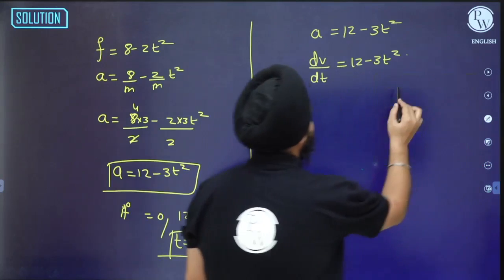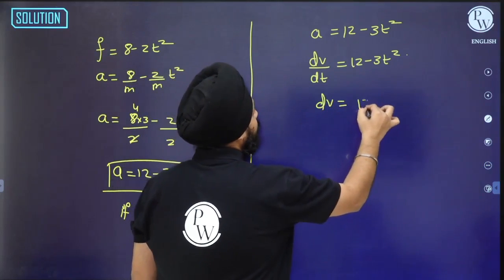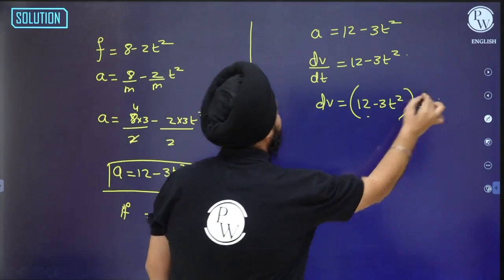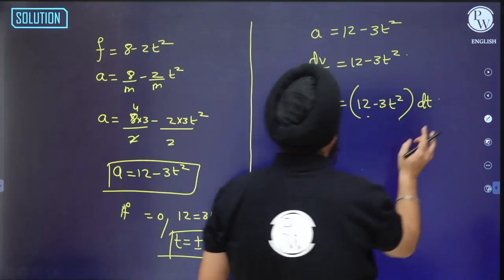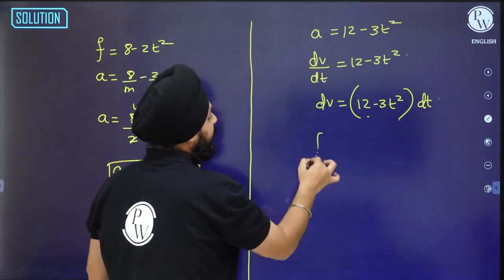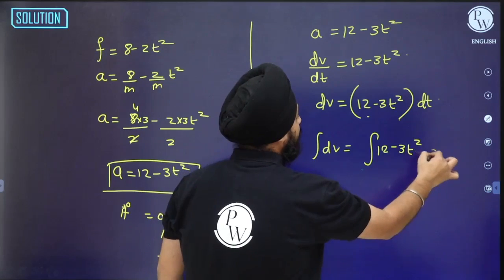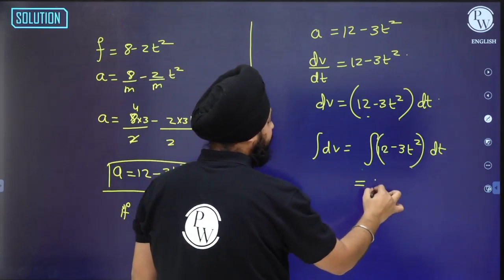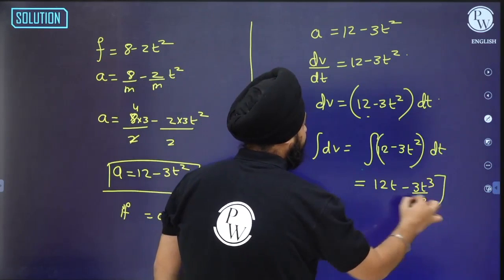Again, we are going to solve this question. dv is equal to 12 minus 3t square dt. Now integration of dv, as I said before, is integration of 12 minus 3t square dt. So here we are getting 12t minus 3t cube by 3.